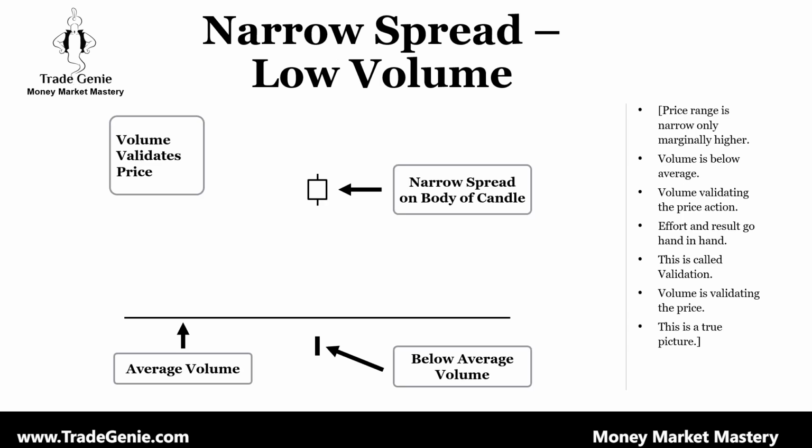Now here's another chart. You see the bar is small, and the volume is small. If the bar is small and the volume is small, the volume validates the price. So this is okay. If this is a bullish bar and the volume is low, this is still okay, because both are matching. If it's below average volume, the price action is validating. The volume is validating the price, so there is no anomaly here.